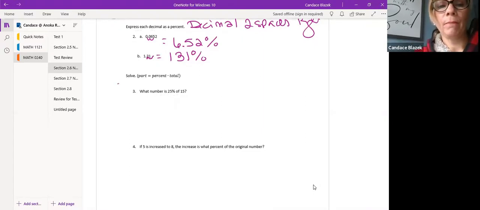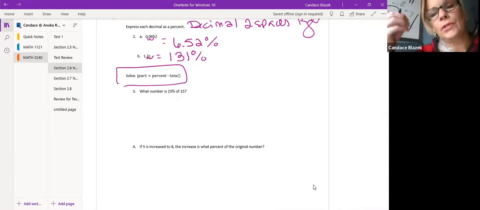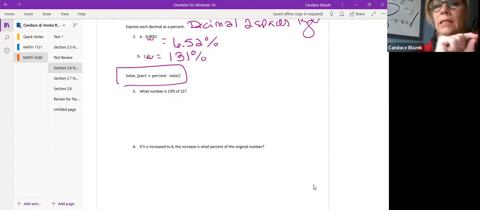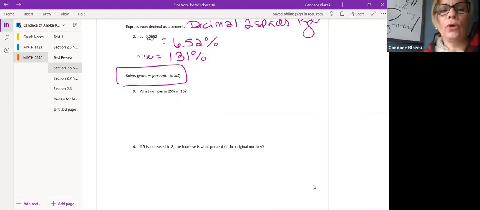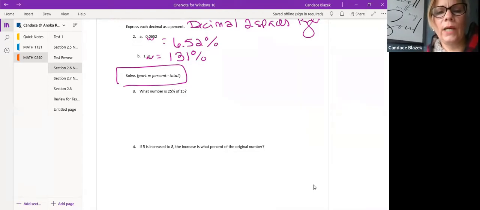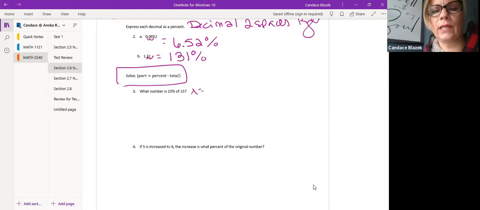Now the first one is part is equal to percent times total. So when we look at percent of something, it's going to be a part of something, okay, and it's based out of 100. So given something is split into 100 pieces, how many pieces do you have, right? What's the percentage of pieces? So when we look at this, what number is 25% of 15? X is equal to that number. We've seen word problems similar to this before.